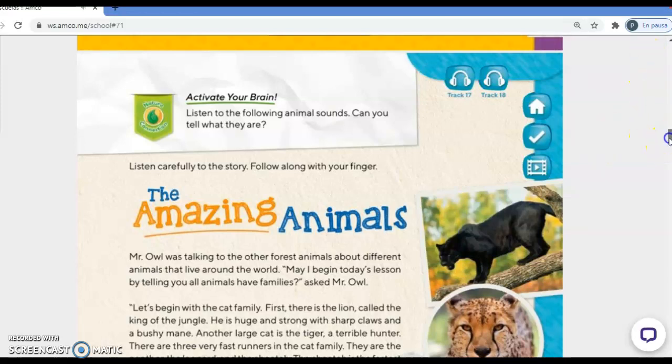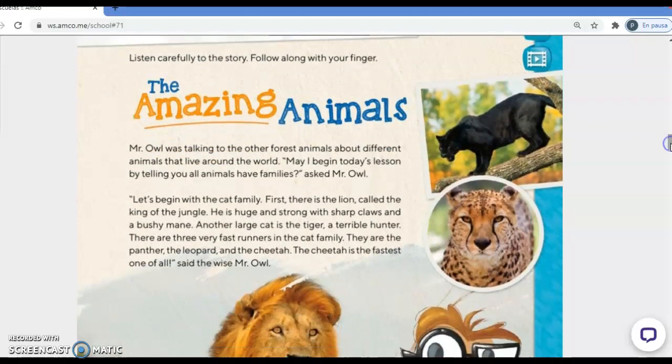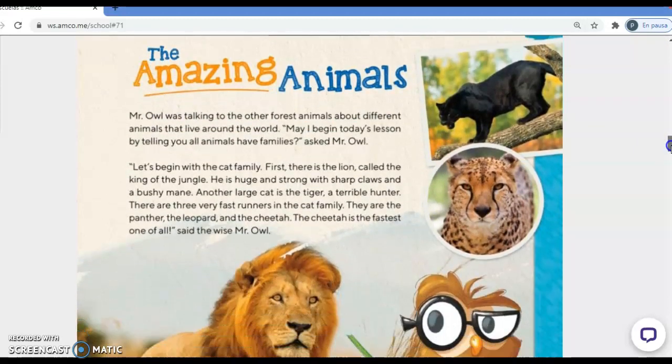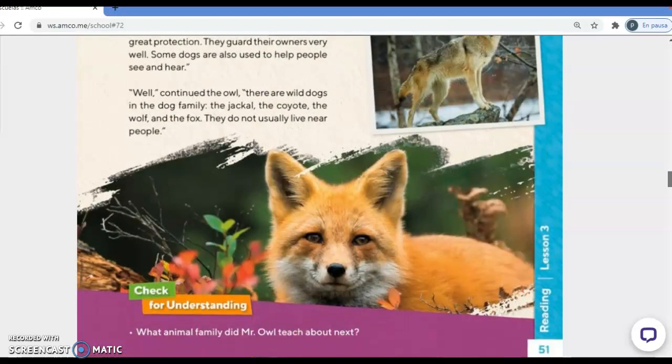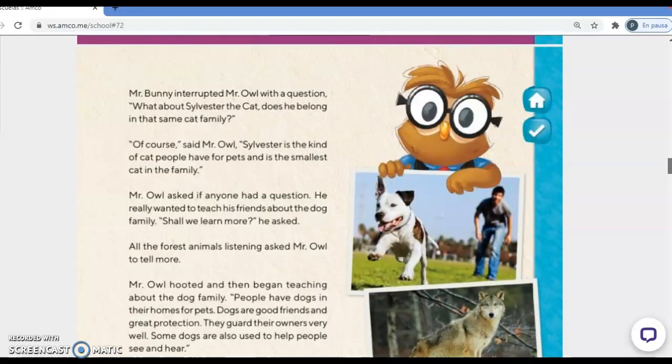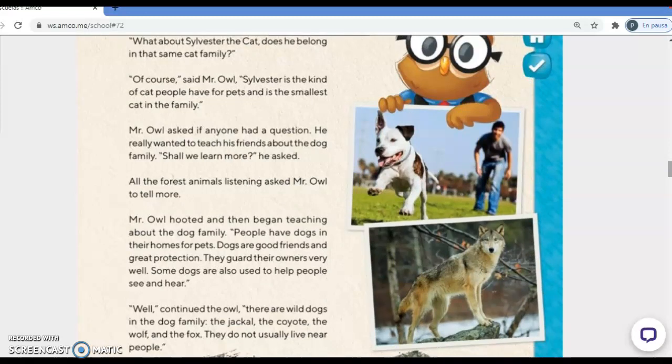Excellent, very good. I know that you recognized more than one. Okay, we are going to continue with the story with Mr. Owl on page number 51. What do you think? What is the next family that Mr. Owl is going to continue teaching? Yes, he is going to continue teaching about the dog family.